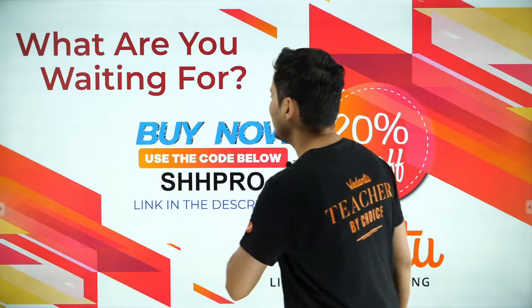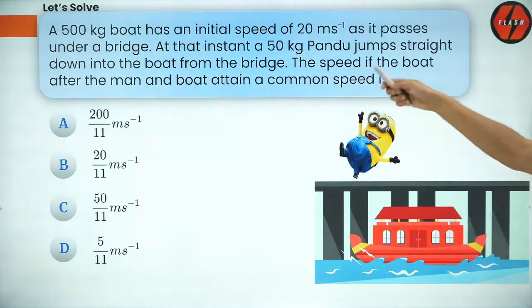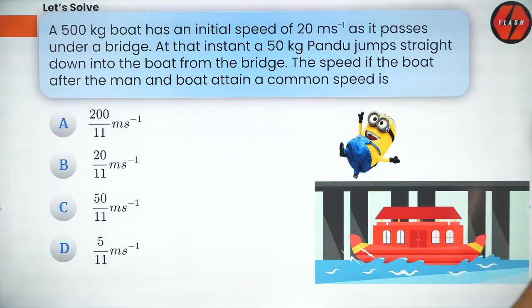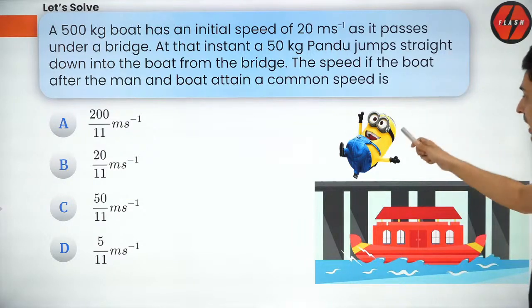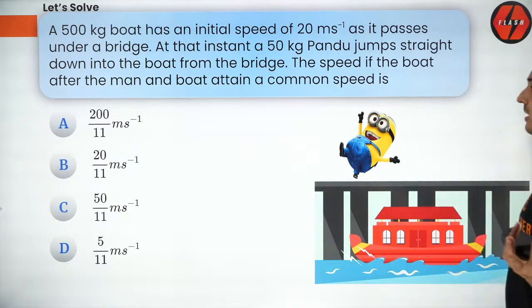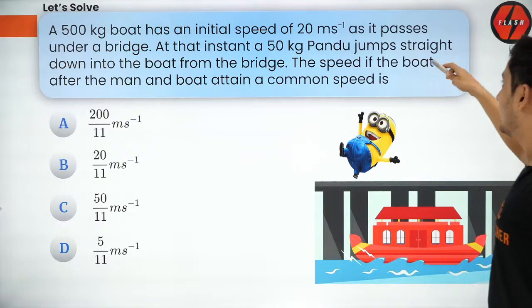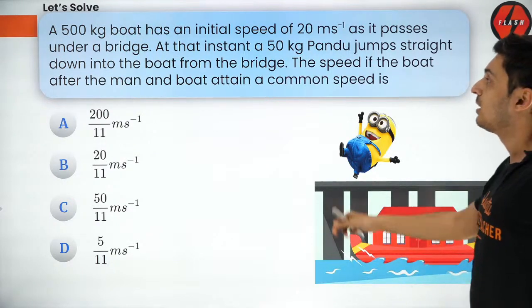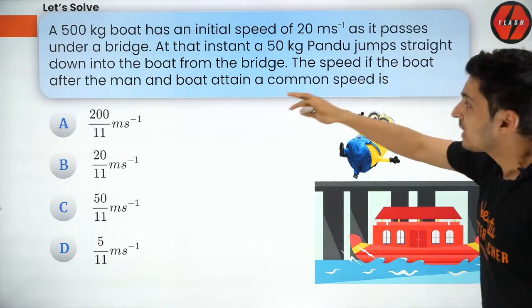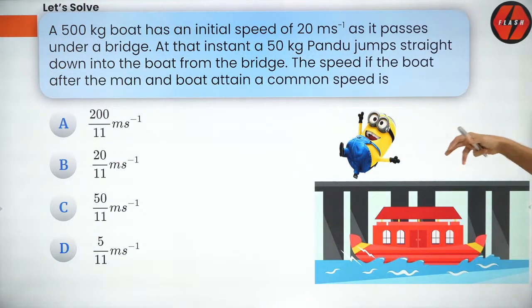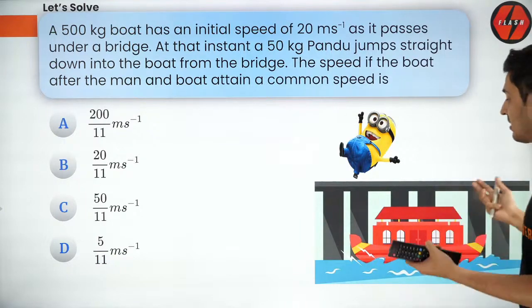Very good. So let's begin, and there we go. A 500 kg boat has an initial speed of 20 meters per second as it passes under a bridge. At some instant, a 50 kg Pandu, maybe he wants to jump out of joy, jumps straight down into the boat from the bridge. What is the speed of the boat after the man and the boat attain a common speed?